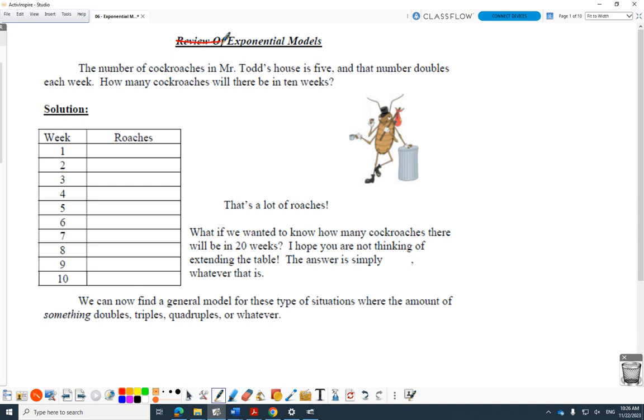Let's get back to the example. The number of cockroaches in Mr. Todd's house is 5, and that number doubles each week. How many will there be in 10 weeks? Well, there's multiple ways to do this question. I'm going to show one easy way to do it that takes a long time. And then we'll see if we can't do something way better with a fairly simple equation.